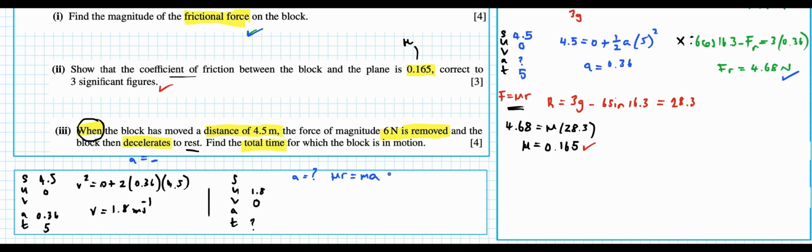So going back to our block, mu R equals ma. The force involved was mu R, which was 4.95, equals 3a. So a is minus 1.65 meters per second per second.